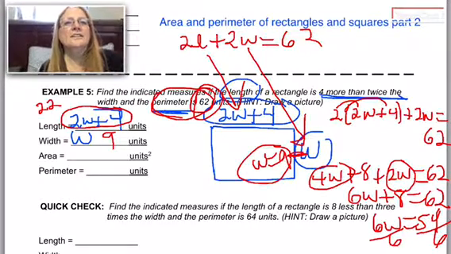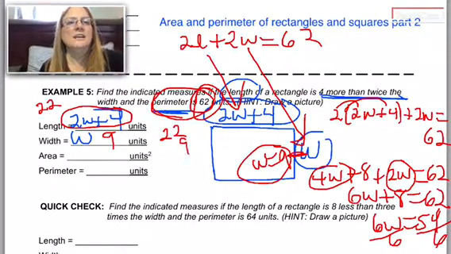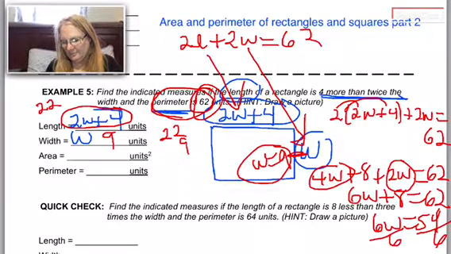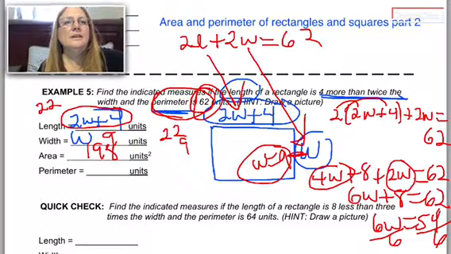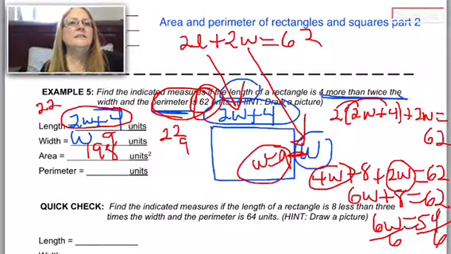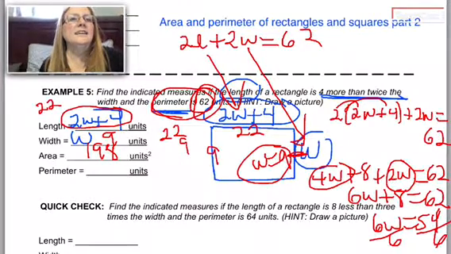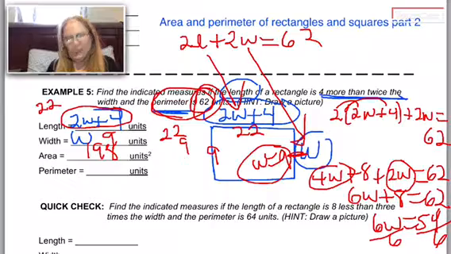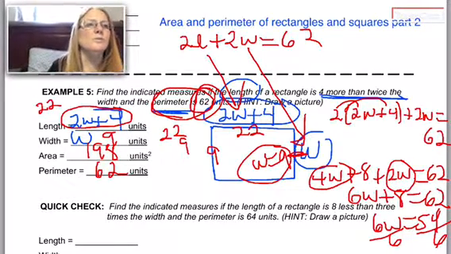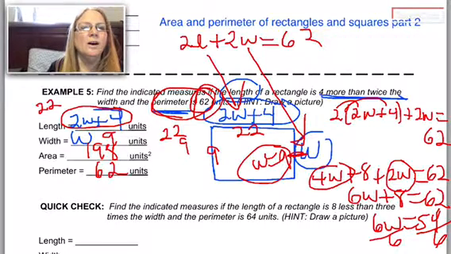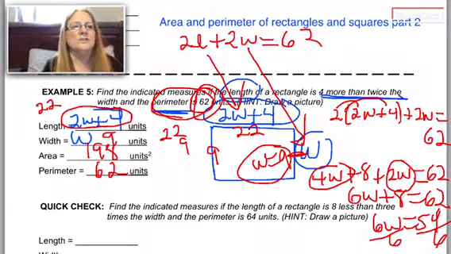And now the area is simply 22 times 9, 198. And the perimeter is, if this is 22, and if this is 9, we're just going to do 44 plus 18, 62. Okay, so please look at that. I know it's kind of messy writing there. And I'm going to pause, and y'all please try and do the quick check yourself.